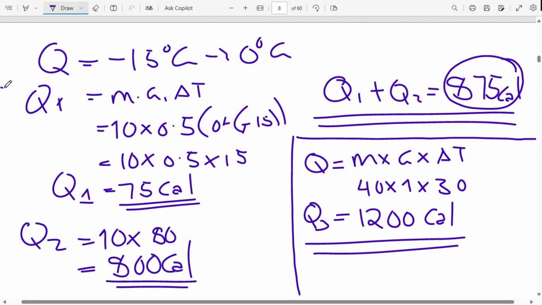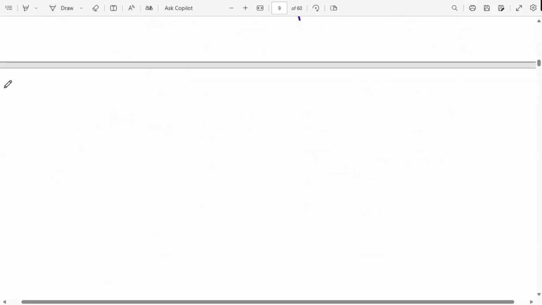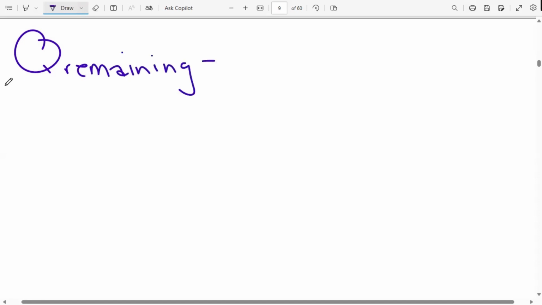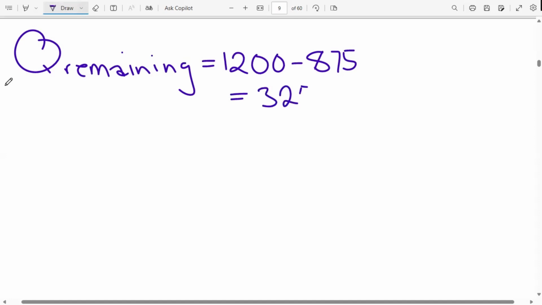So we're going to say the heat remaining. I didn't teach this in my previous tutorial, so I want you to really understand this one. And I'm going to use the same one on the last part also so that we fully understand it. So I'm going to say Q that is remaining will be equal to 1,200 minus 875. These are calories. So this is going to give me how much? This is going to give me 325 calories. Like this. So this is the Q that is remaining.